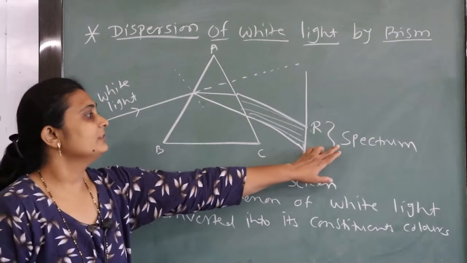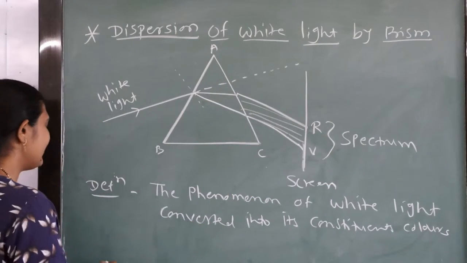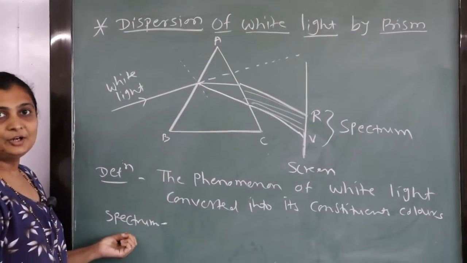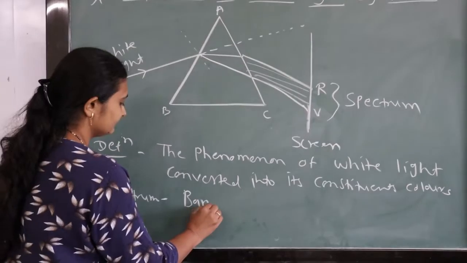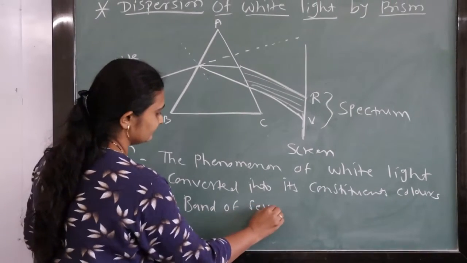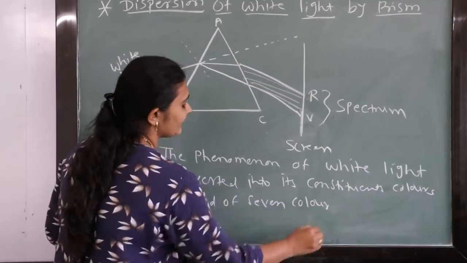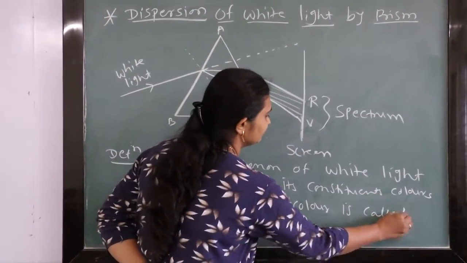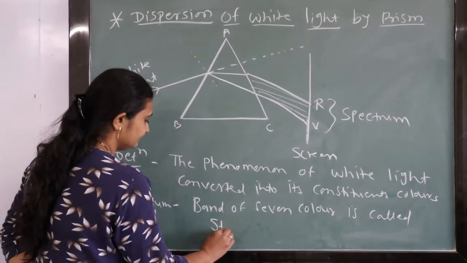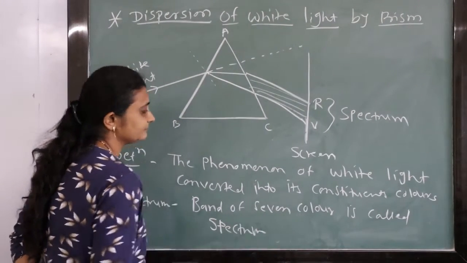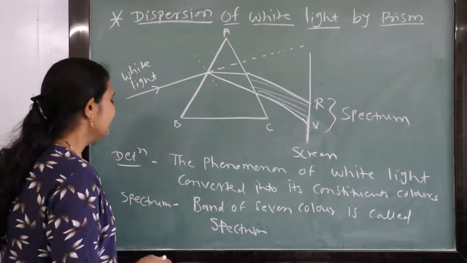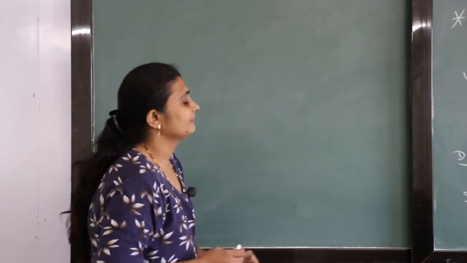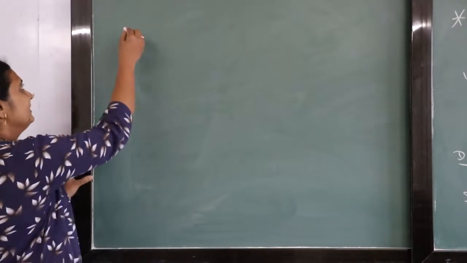Now next definition we will see about the spectrum. What is the definition of spectrum? The band of 7 colors is called spectrum. Now next one, which 7 colors will we obtain? Here are the names of those 7 colors.